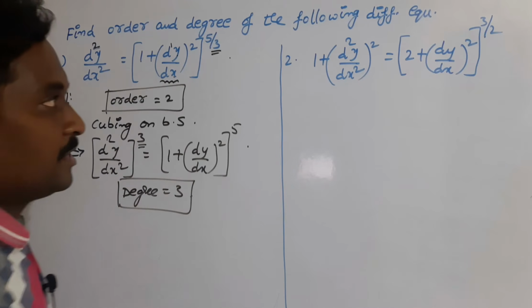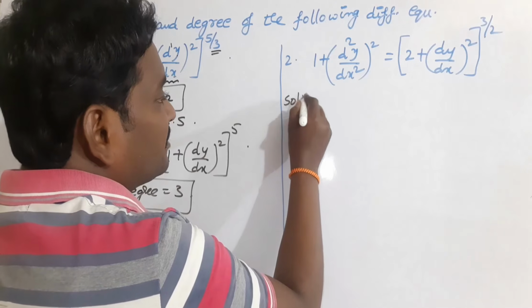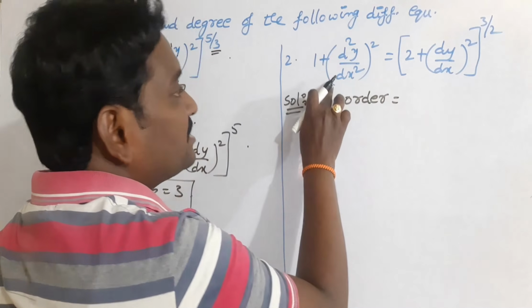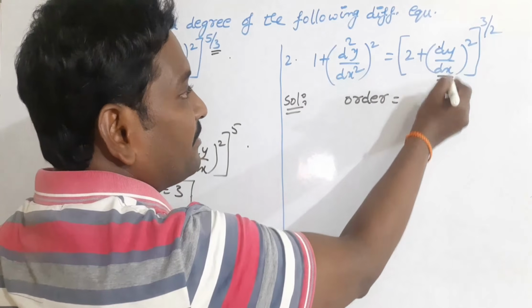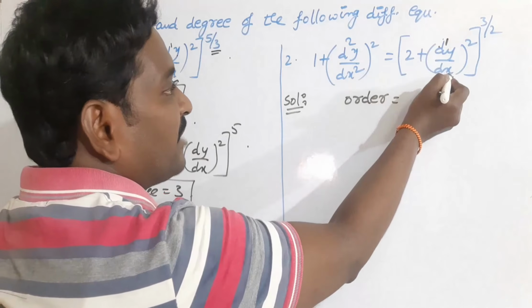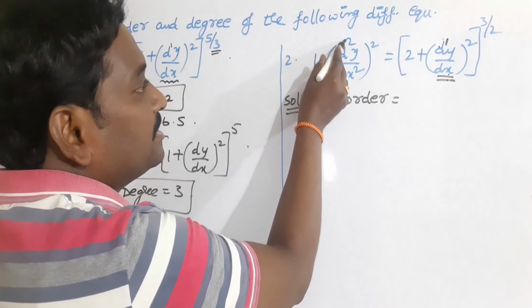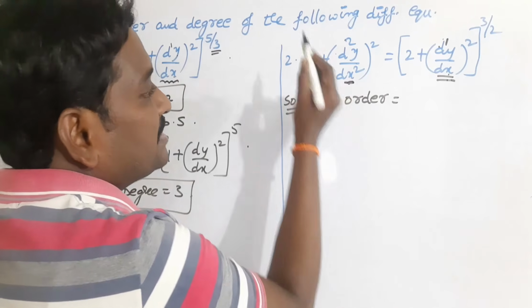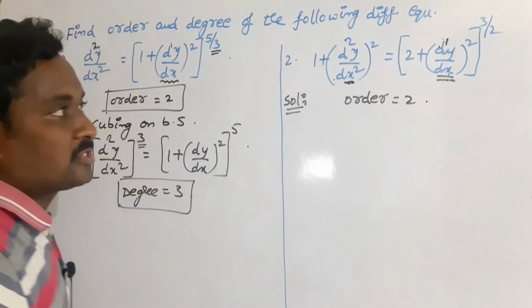Let us see this example. Here also, just by seeing the differential equation, we can easily tell the order. What is the order? Highest derivative. dy by dx is the first derivative. Look at the power of d only. It is d power 1 y by dx power 1, but it is d power 2 y by dx power 2. That's why the second derivative is the highest derivative. So that's why order is 2.